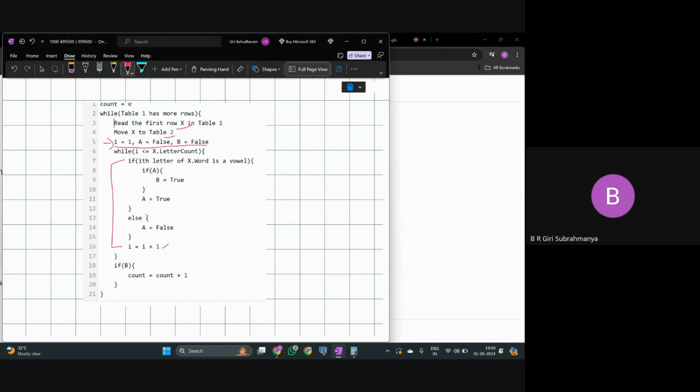Now, first A was false, right? For every word, A is false at the beginning, right? Now, when is A becoming true? If the letter is a vowel, A becomes true. Otherwise, A becomes false.